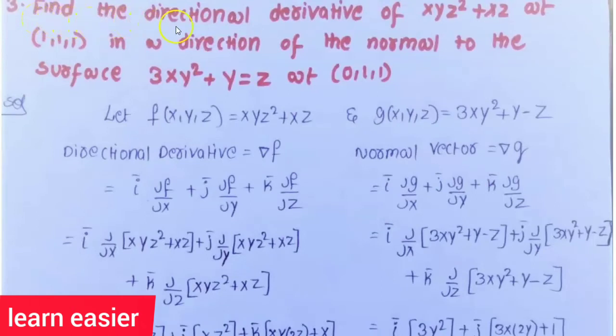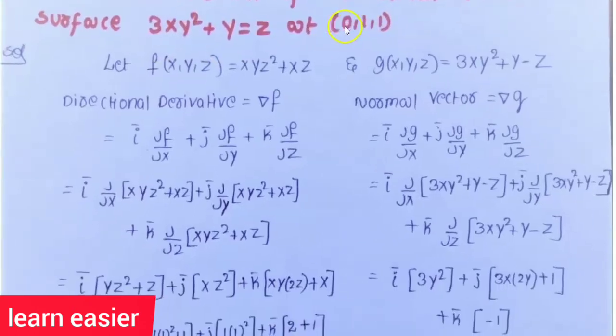Here, find the directional derivative of xyz square plus xz at 1 comma 1 comma 1 in the direction of the normal to the surface 3xy square plus y equals z at the point 0 comma 1 comma 1. So we have to find the directional derivative of this function, that is del f at the point 1 comma 1 comma 1, in the direction of the normal to the surface. Normal to the surface means we have to find the normal vector, that is del g at the point 0 comma 1 comma 1. So let's start the solution.